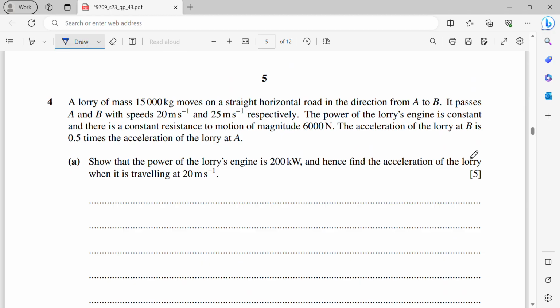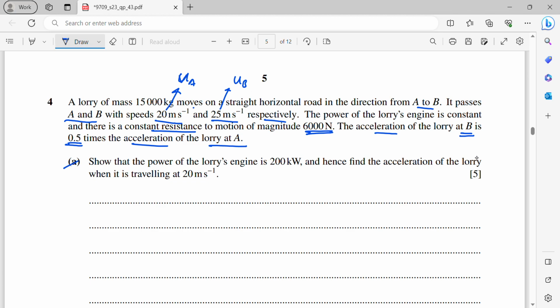Okay, question number 4. A lorry of mass 15,000 kilograms moves on a straight horizontal route in the direction from A to B. It passes A and B with speeds 20 meter per second and 25 meter per second respectively. So that means this is a speed at A, this is a speed at B. Now the power of the engine is constant and there is a constant resistance to the motion of magnitude 6,000 newtons. The acceleration of the lorry at B is 0.5 times the acceleration of the lorry at A.